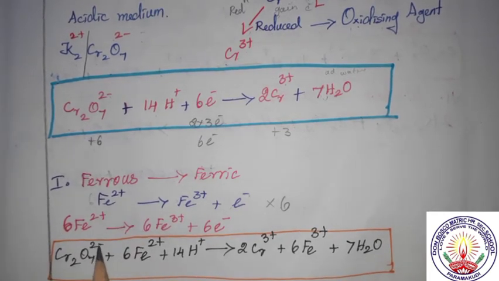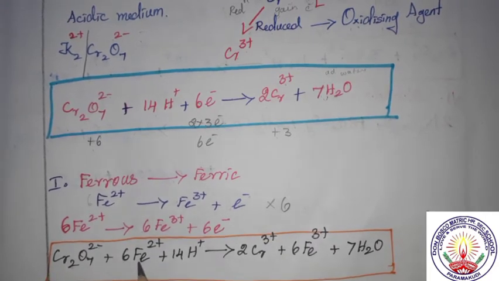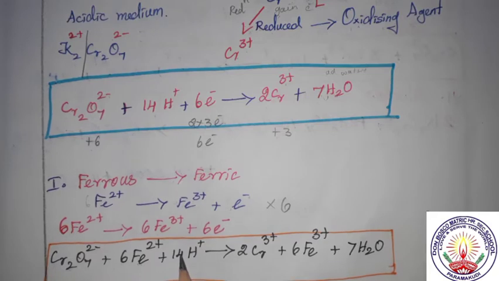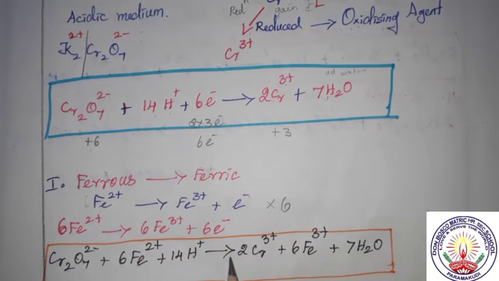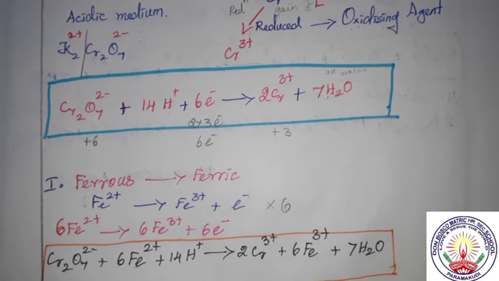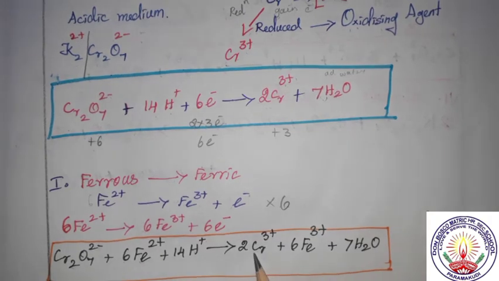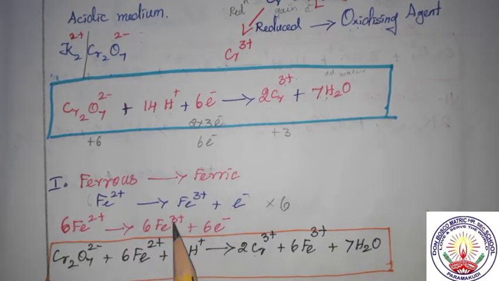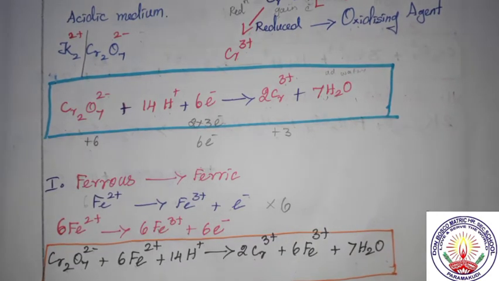The basic equation for potassium dichromate is Cr2O7 2-, plus 6 Fe2+, plus 14 H+. To the right side, first we should write 2 Cr3+, then 6 Fe3+, then 7 H2O.